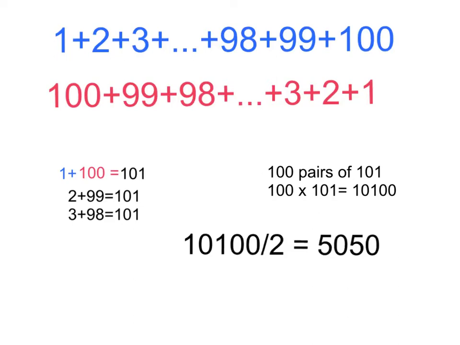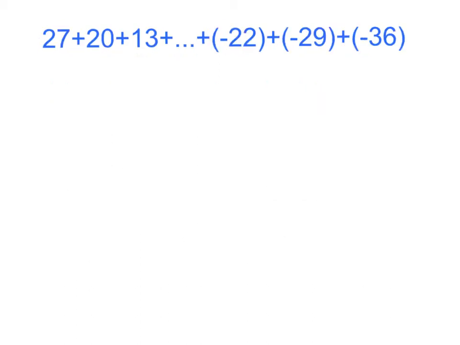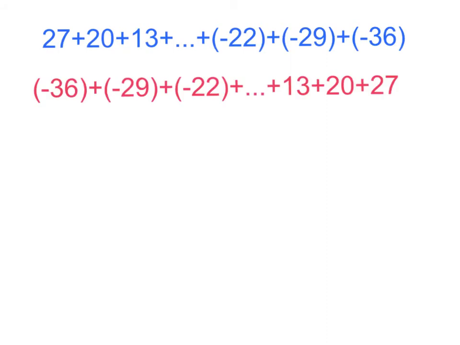Sir? Yes? I noticed another thing. Really? Well, this trick works for all arithmetic sequences. Oh, let's try a different one. So if you have a sequence, 27 plus 20 plus 13 plus ... plus negative 22 plus negative 29 plus negative 36, you have to write it in reverse order. Like so. And then we're going to find our pairs.